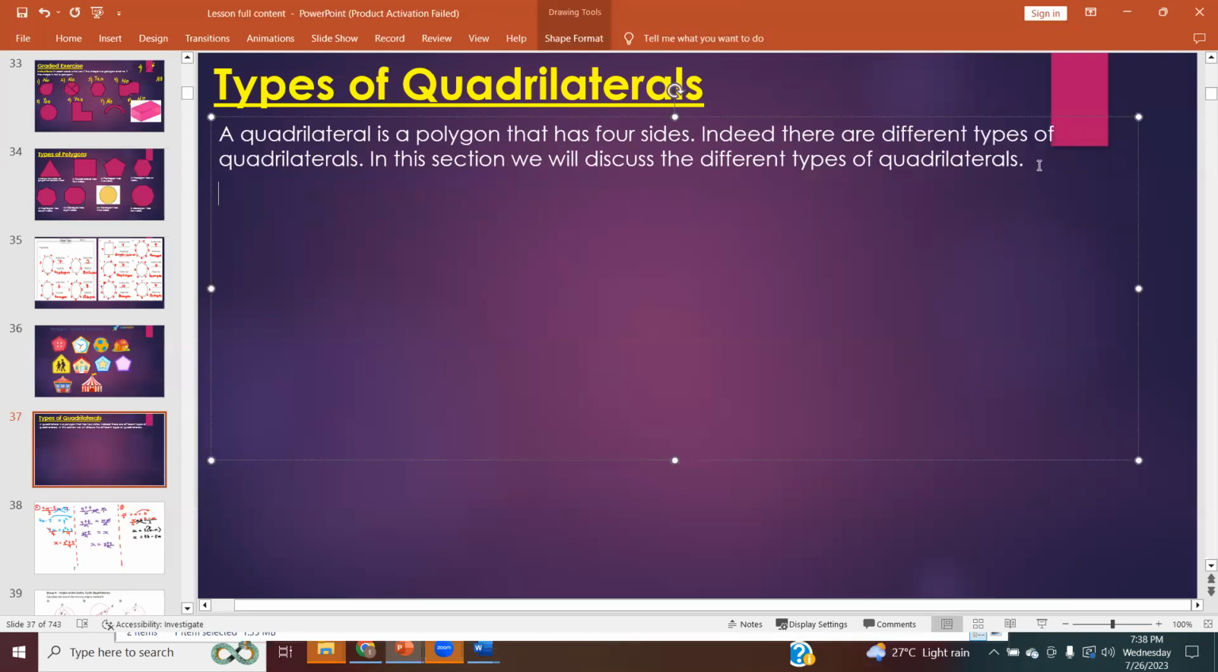So the first type, and probably the easiest type, is a square. The square is the first type of quadrilateral that we have. You know, properties of a square is that.